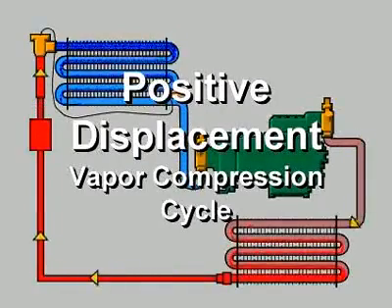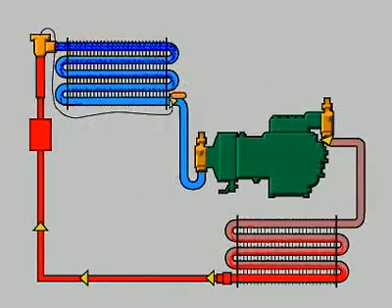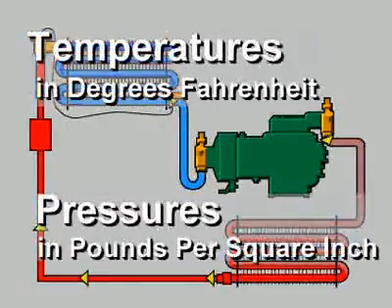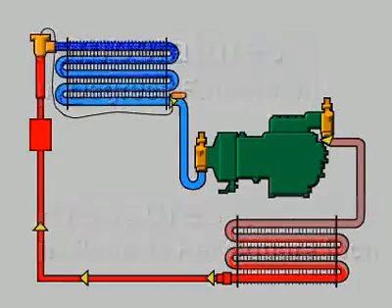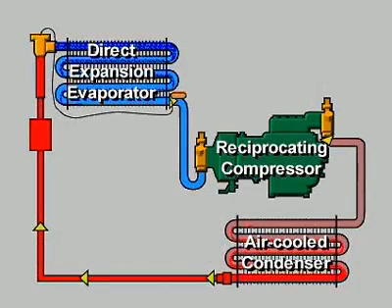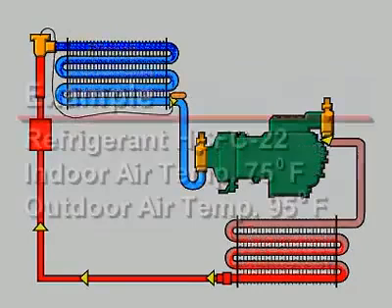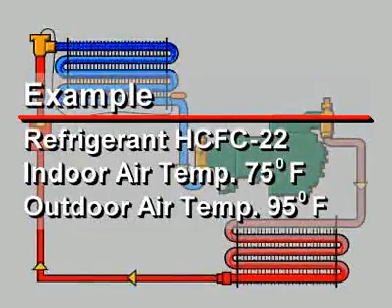Let's look at a specific cooling example with typical temperatures, pressures, and system components of a positive displacement vapor compression cycle. In this and the other examples in this program, temperatures are in degrees Fahrenheit, while pressures are in pounds per square inch, unless otherwise noted. This example cooling system has a positive displacement reciprocating compressor, an air-cooled condenser, and a direct expansion evaporator, sometimes called DX. The refrigerant is HCFC-22.